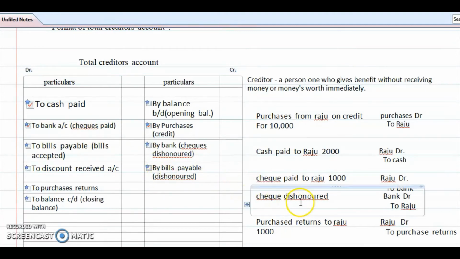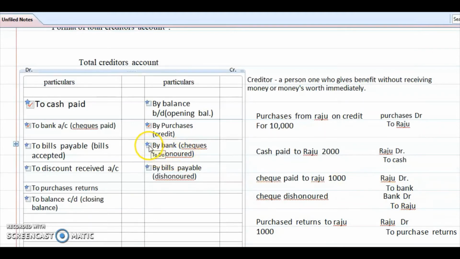Okay, in case the check is dishonored, what I made, my check is dishonored means we will make the reverse entry. So what is the reverse entry? Bank account debtor to Raju account. Children, again and again I am telling, Raju is a creditor. So only the creditor's account we are writing. So bank is in the debit side. Dishonored means we will make the reverse entry. So bank account is on the debit side, and dishonored means we will write it on the credit side.